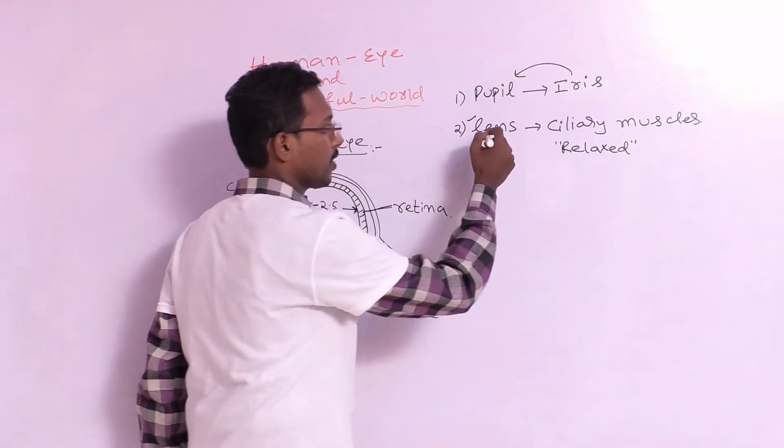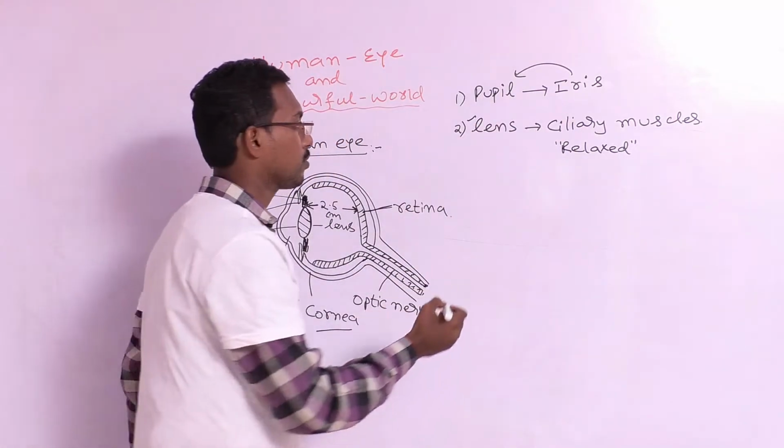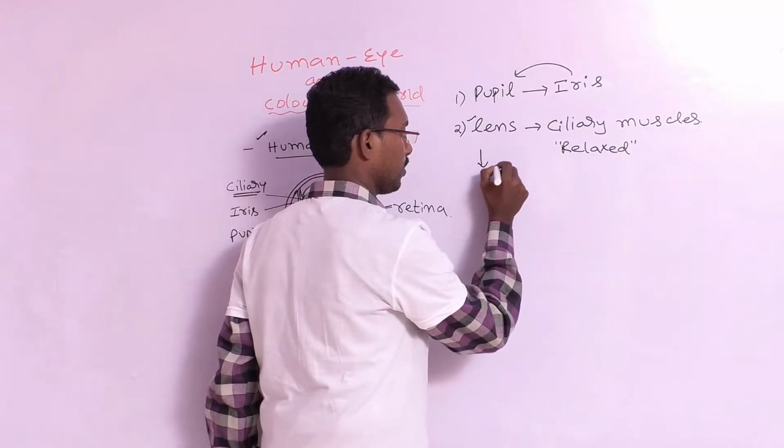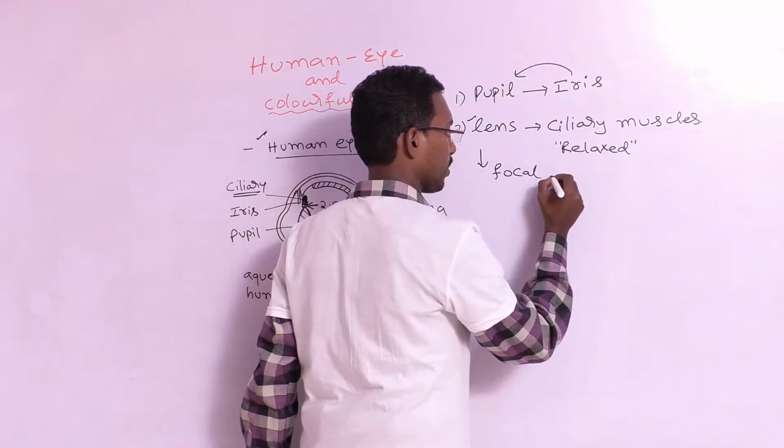So ciliary muscles will control the lens. What they control means actually they will control focal length.